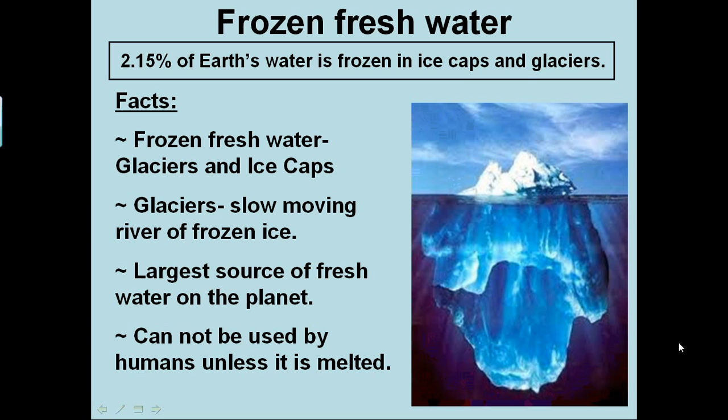Glaciers, like we've talked about before, are slow-moving rivers of frozen ice. This is the largest source of fresh water on the planet. So the largest source of fresh water that we have is frozen, which means that we cannot use it unless it melts. So actually this frozen fresh water, humans cannot use to help us live and to use in our everyday lives. So it's inaccessible for us.